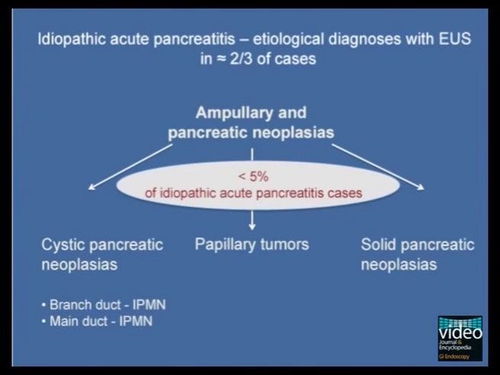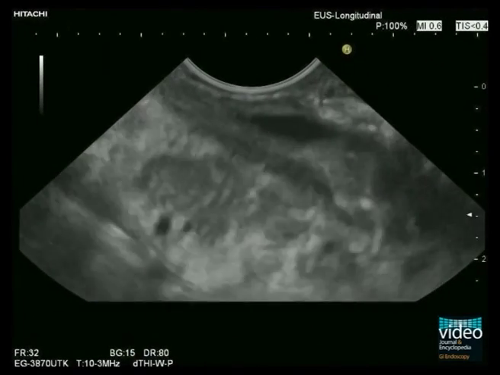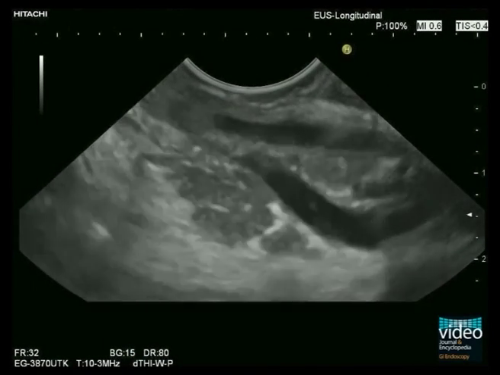Approximately 5% of all cases of idiopathic acute pancreatitis are caused by solid and cystic neoplasms of the ampulla or the pancreatic head. This female patient presents with mild acute pancreatitis.